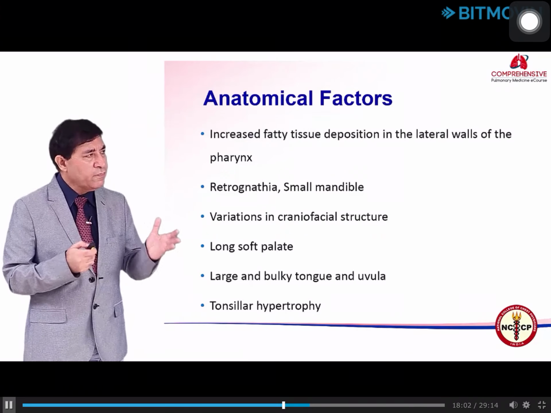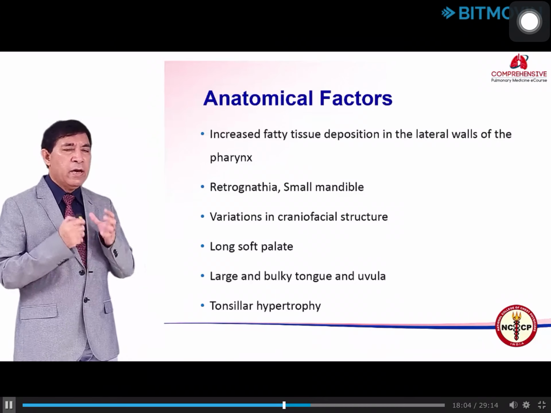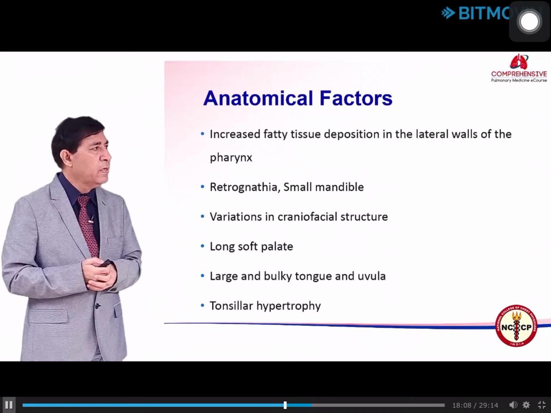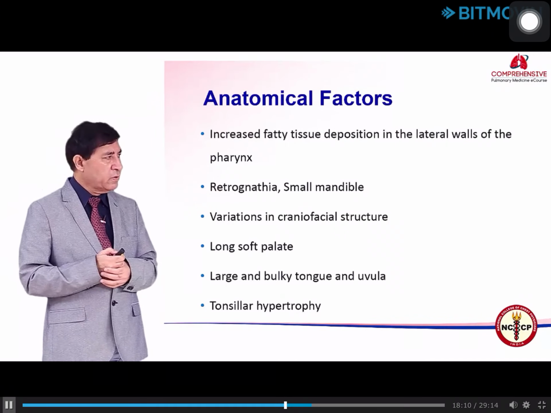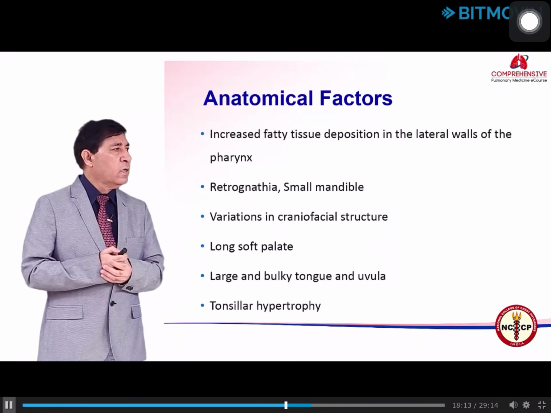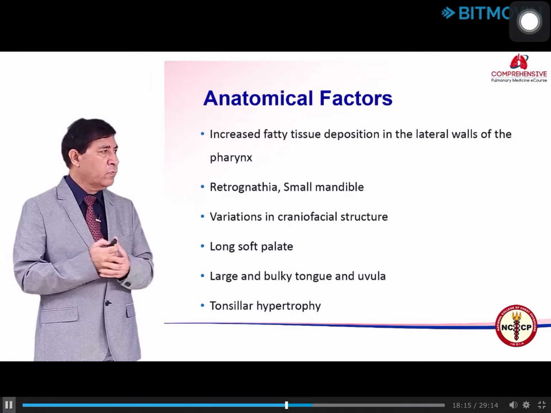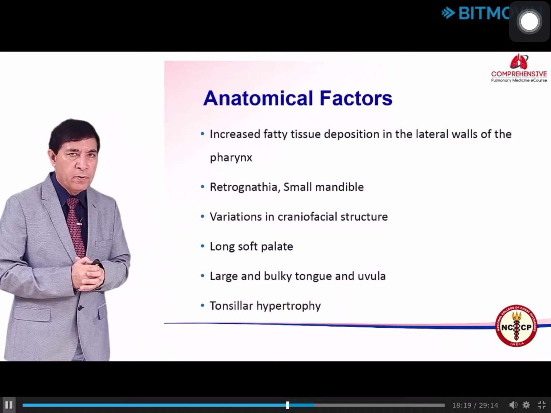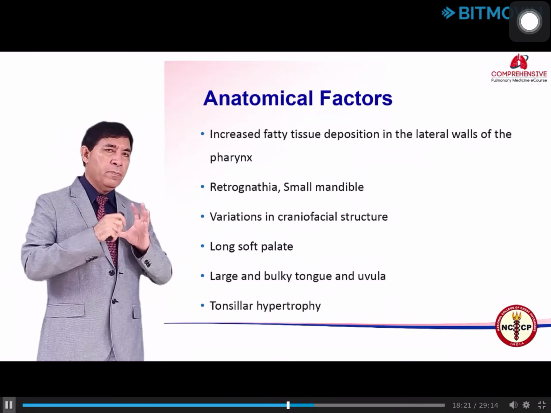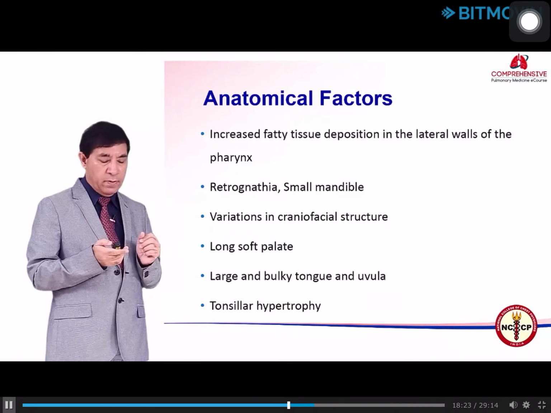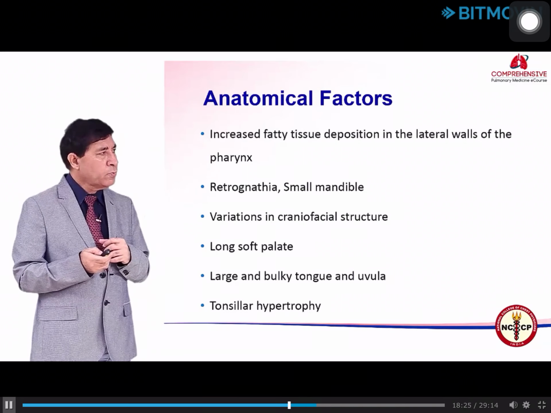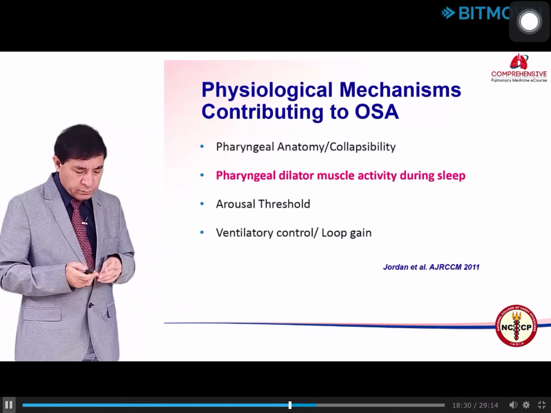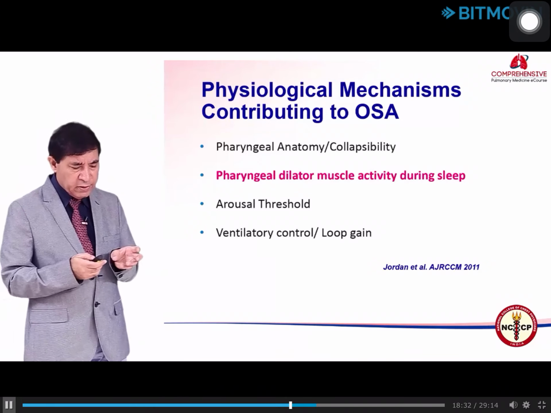So the various other anatomical factors which we see, as we say that this disease is more common in obesity, so there is an increased fatty tissue deposition in the lateral walls of the pharynx. There is retrognathia, small mandible, variation in the craniofacial structures, long soft palate, long uvula, large and bulky tongue, and tonsillar hypertrophy. So all of these contribute to the development of an anatomically small pharynx.